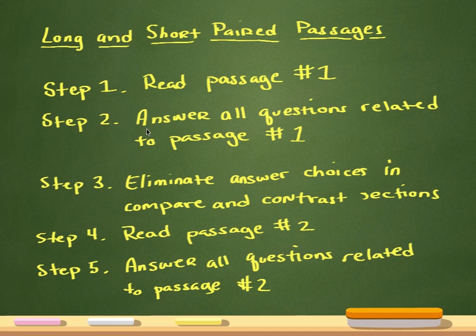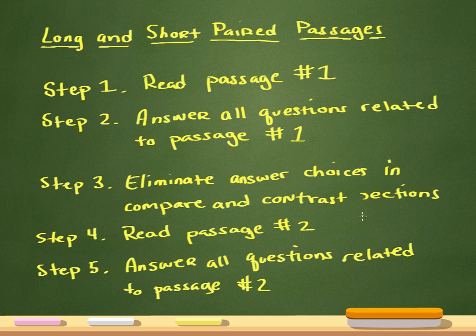Okay, so once you've exhausted all the questions that deal with passage 1, now it's time to move on. You're kind of forced to move on, right, to read passage 2, right? And step 5, answer all questions related to passage 2, right, including these compare and contrast questions that you've eliminated some answer choices, but now you can eliminate the rest based on what you've read in passage 2.